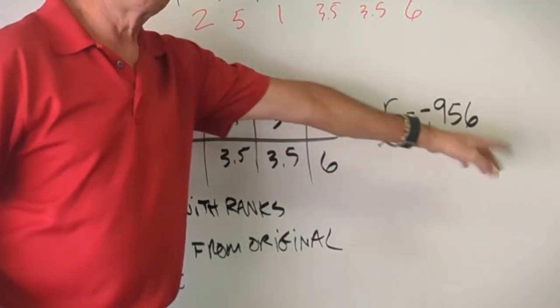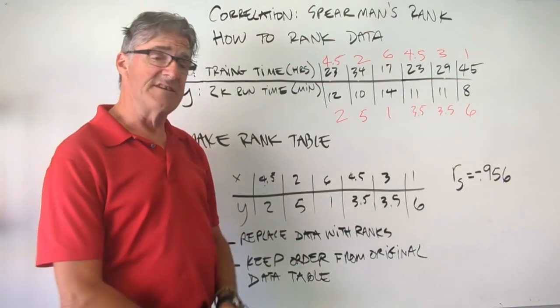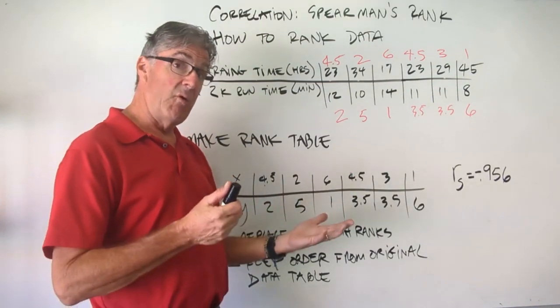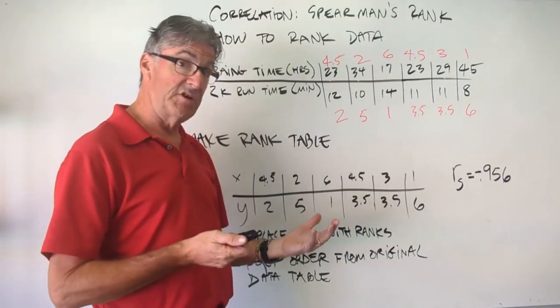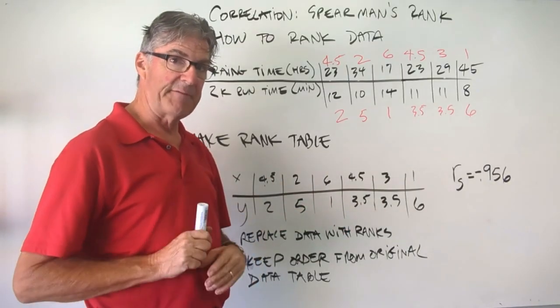Minus 0.956. Now pause the video again. Think a little bit. What does that number tell you? Think about what R told you. We're going to use the same descriptors for R sub S. So pause for a minute. Think about what that told you and then come back.